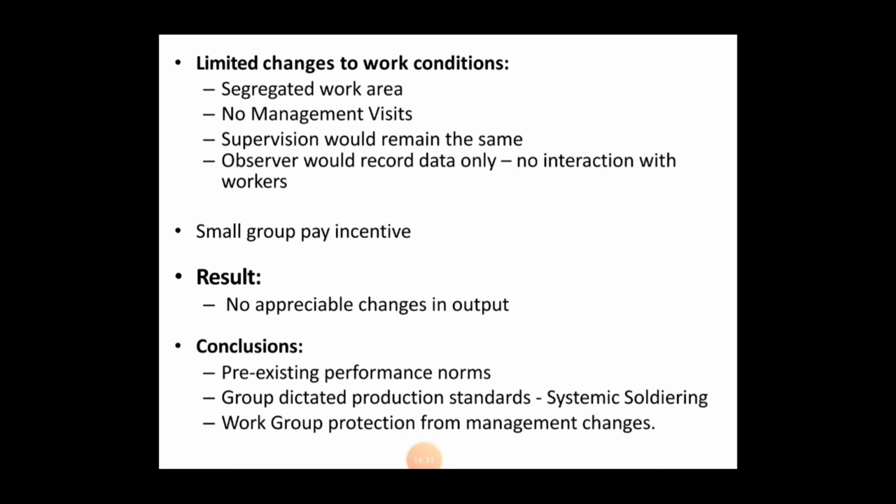There is only a limited change to work conditions, supervision would remain the same, and the observer would record data only, with no interaction with workers. So the result is no appreciable change in output, because the efficient labor can protect the inefficient labors. The conclusion of this experiment is pre-existing performance norms, group-dictated production standards, or work group protection from management changes.